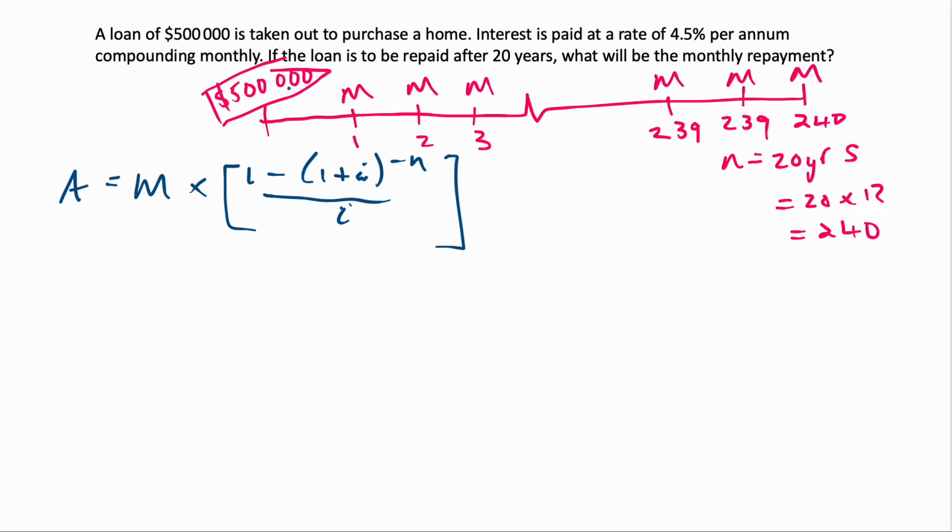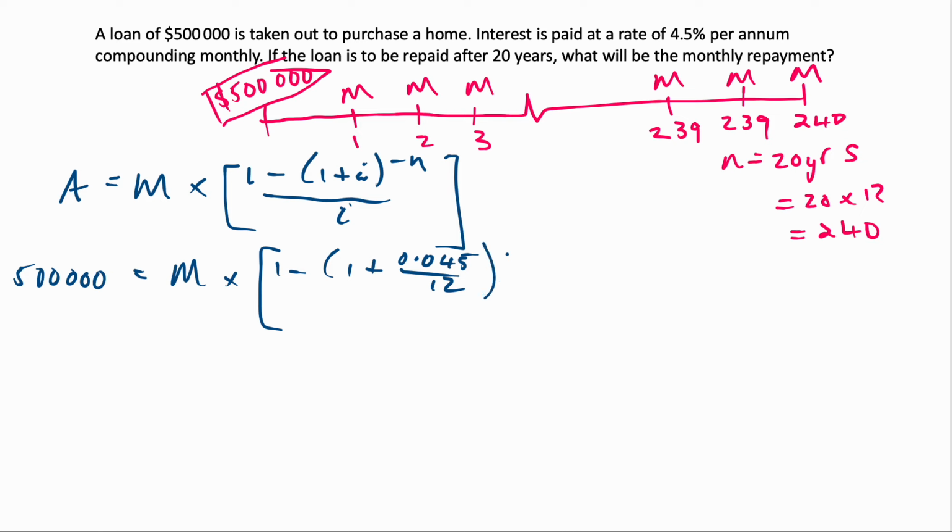Now our A, that's our 500,000. The M's what we want to know, so that's going to just stay there. Now our interest rate, remember your I has to go in as a decimal, but also it has to match the compounding period. So that's going to go in as 0.045 over 12. And our final N is 240.